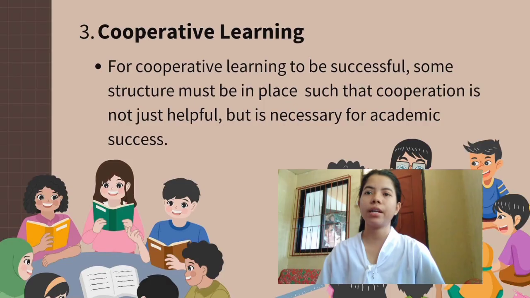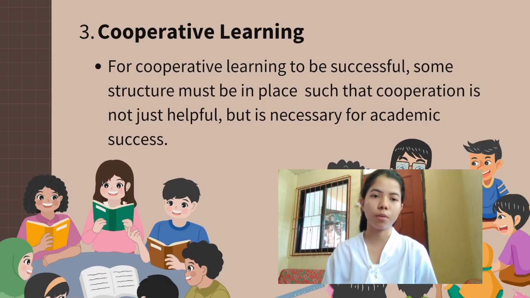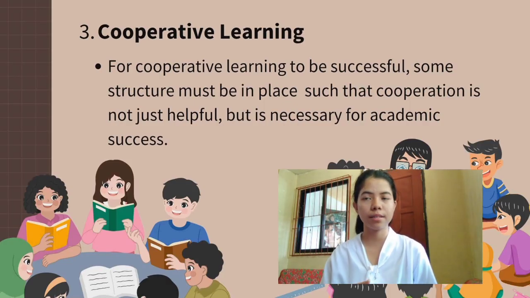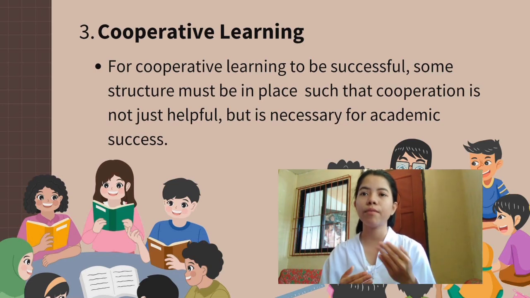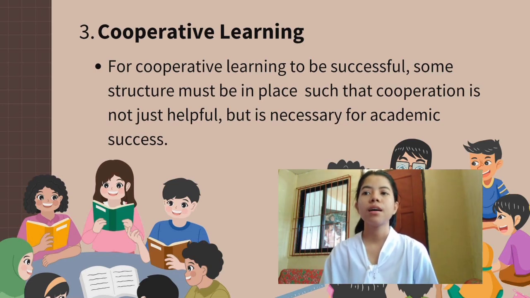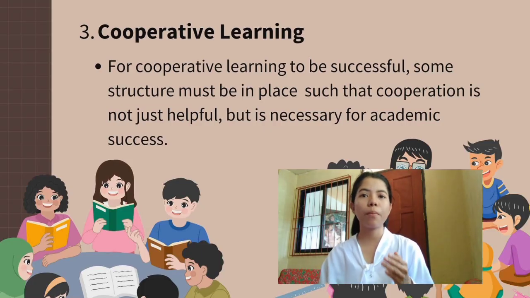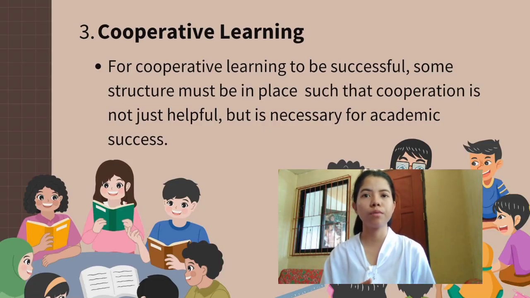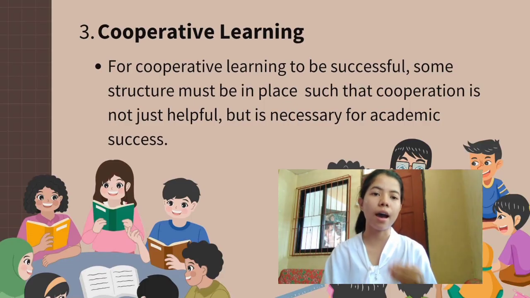Then the next feature is cooperative learning. By the word cooperative, it means together, working together. For cooperative learning to be successful, some structure must be in place such that cooperation is not just helpful, but necessary for academic success. So, cooperative learning involves cooperation between the students in order to have academic success.